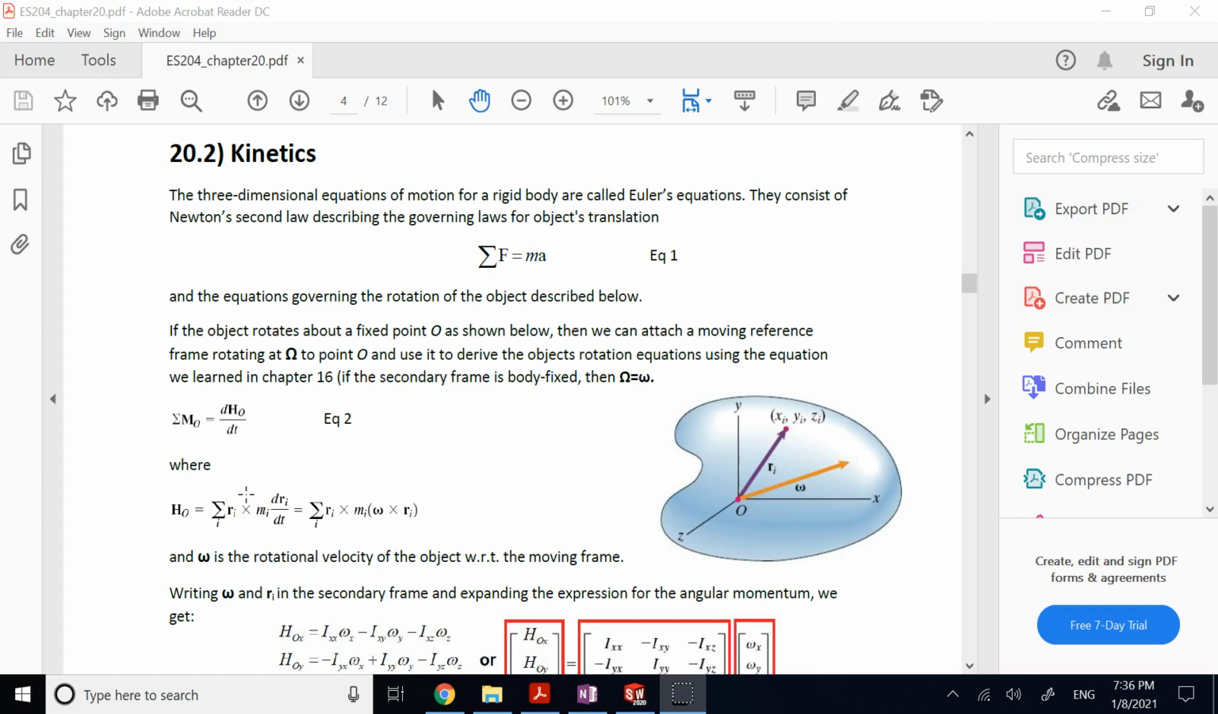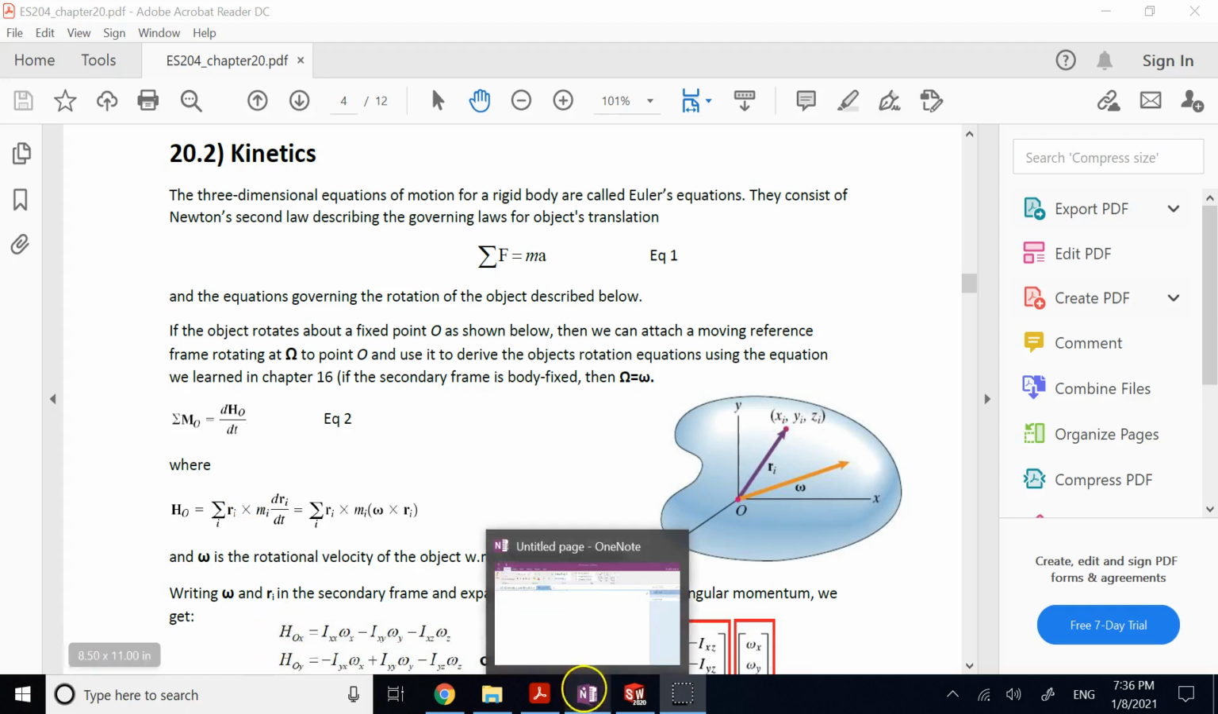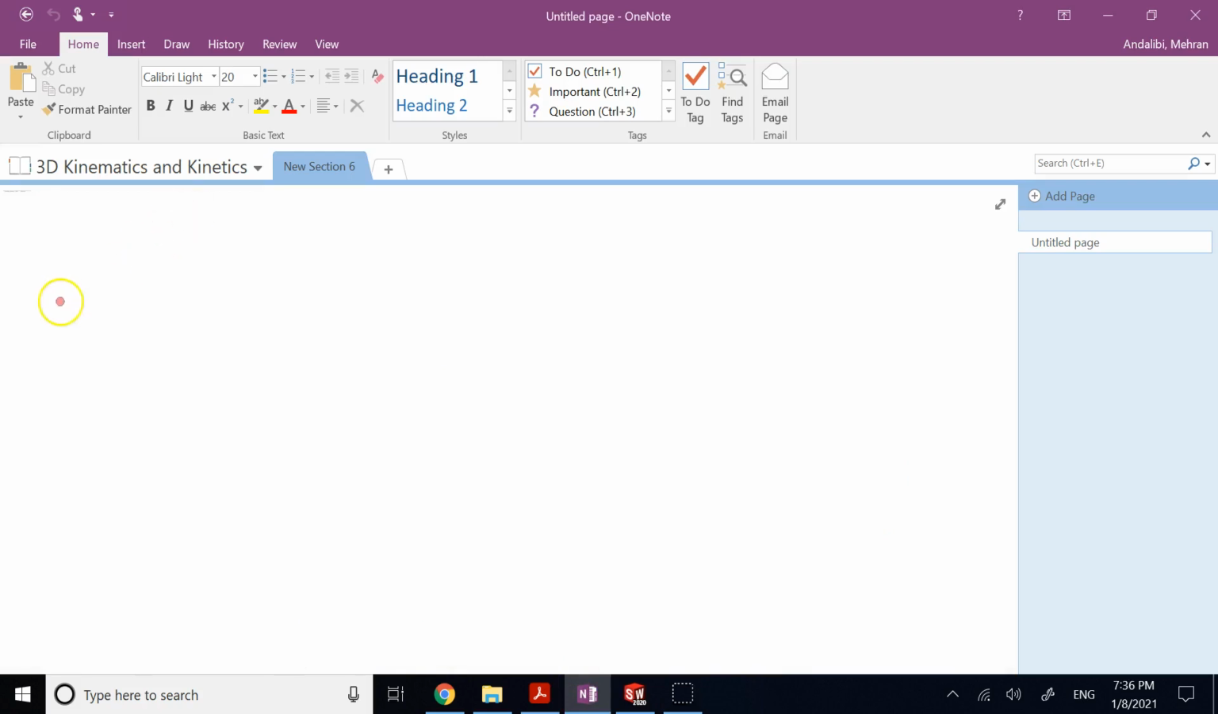And I have showed you that you can write h to be I times omega, correct? So in 2D, I showed you that if the motion was on the xy plane, this h was about the z-axis. This h about O, or any other axis along the z-axis, was equal to I about the z-axis times omega, which was also about the z-axis. Right? So this is what we had in 2D.